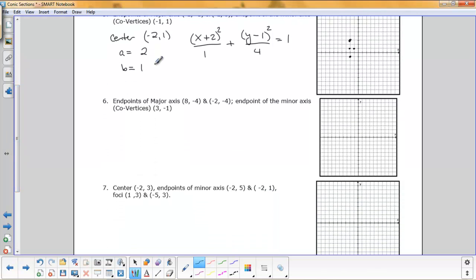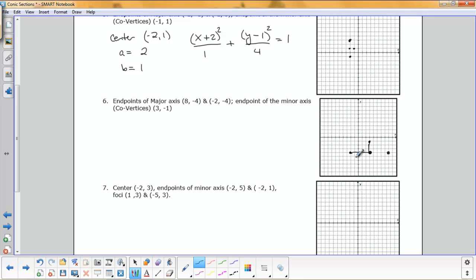And again, we'll do the exact same thing with this one in a different location. So we're going to go 8, and then we'll go negative 2, and we have the length of the major axis. The co-vertex, or the minor axis, is located here. And I know that my center is located right there.